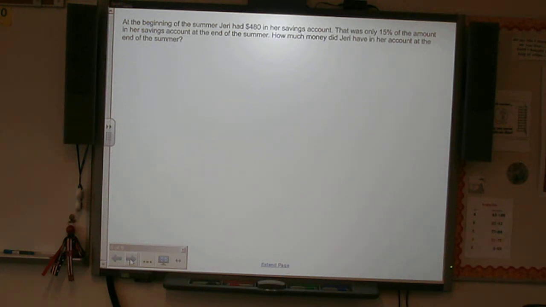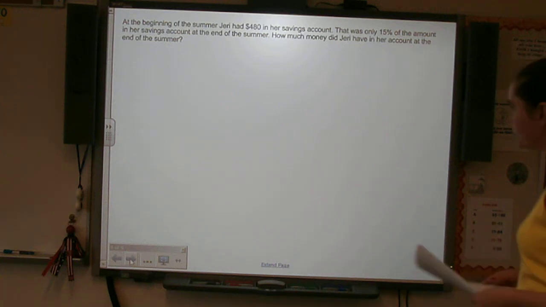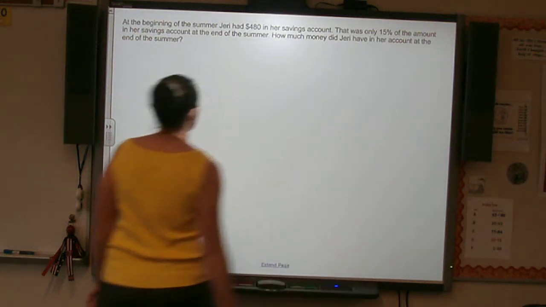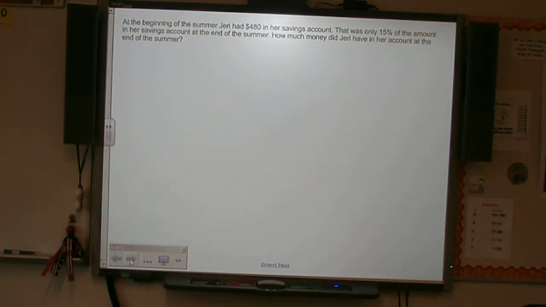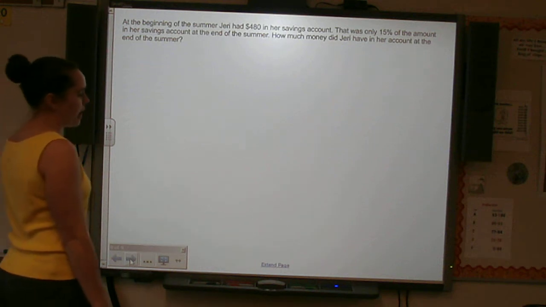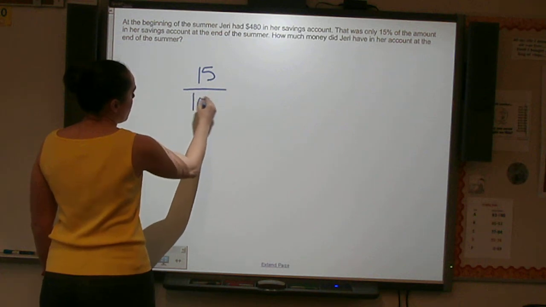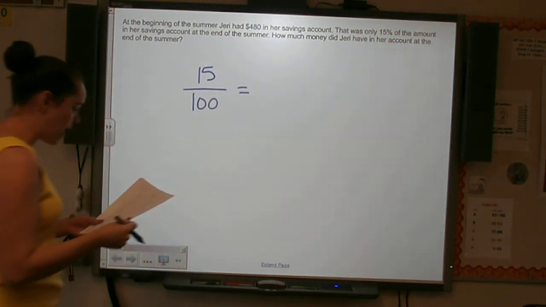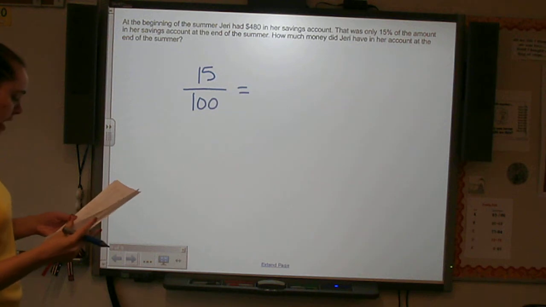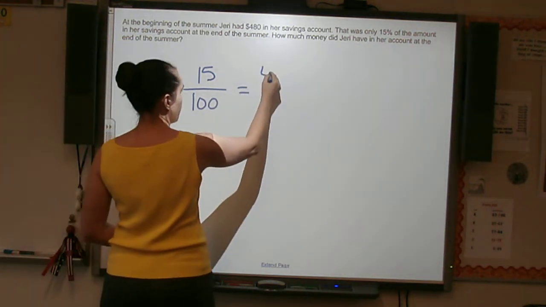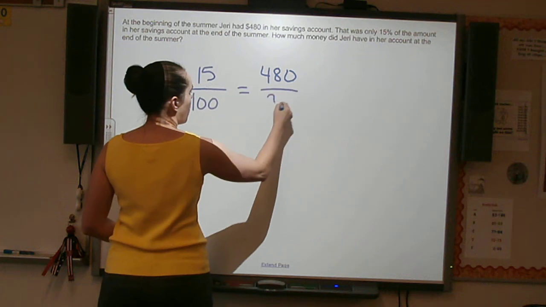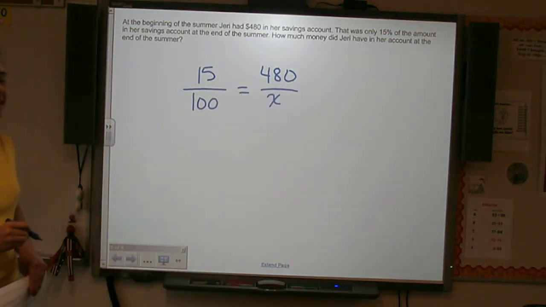So she kept putting deposits in, and at the end of the summer she had some amount. Well, of that amount, 480 is 15% of it. So we want to determine the amount of money she had at the end of the summer. I'm going to use method B for this one just so we can get some more practice with that. So that's setting up our proportion. So 15% over our whole, okay? And 480 is our part. And we're looking for our whole amount. How much did she have at the end of the summer?